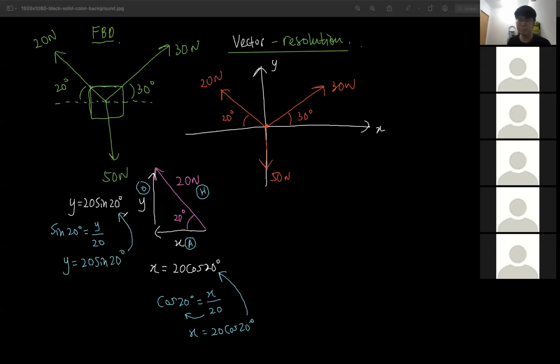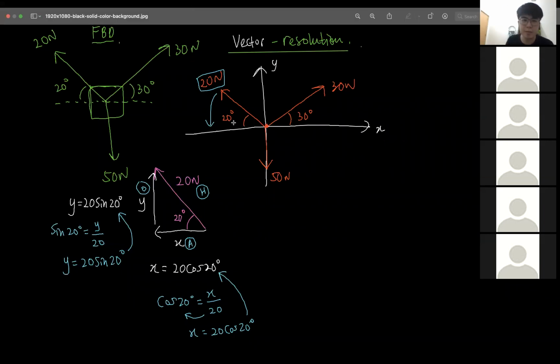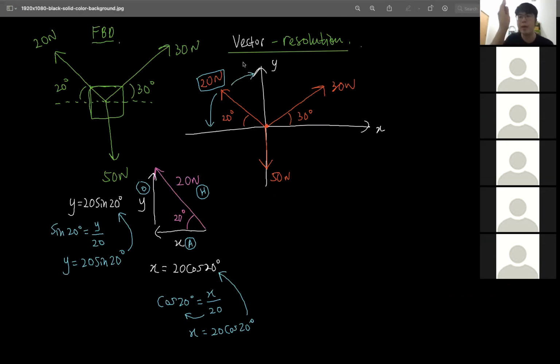Same as this. If you remember, there's a shortcut, right? Last time I said, if you want to find the horizontal, imagine you bring this one down here. You are moving towards the angle. So straight away you take the 20 cos the angle. Cos is moving towards. So the horizontal is 20 cos 20. If you want to find the vertical, imagine you pull it away to the vertical axis. So you are moving away from the angle. So you sine the angle.